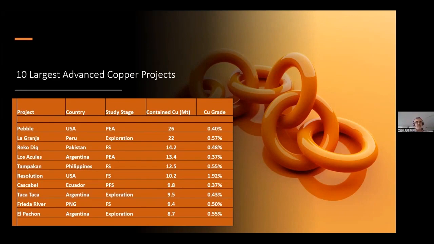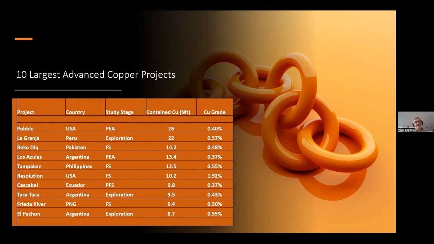And it doesn't seem to really matter where the deposits are. You've got Pebble in the US, and if you're familiar with its history, it's had a long history of disputes and lawsuits and setbacks, and has never been able to rise over the permitting challenges. La Granja in Peru, second largest deposit, again, only at an advanced exploration stage, but it's been that way for a long time. Certainly publicly known that there are some community issues there.